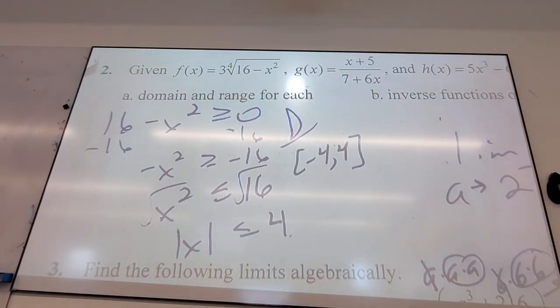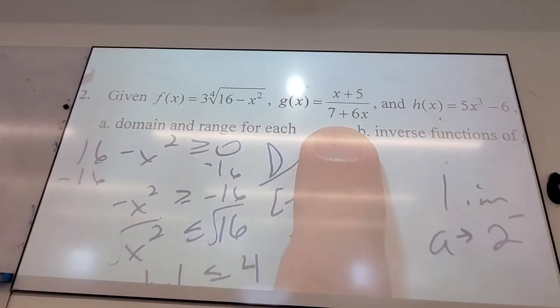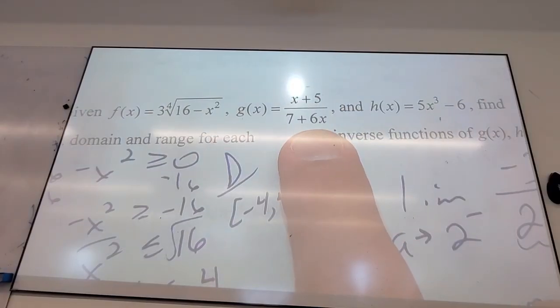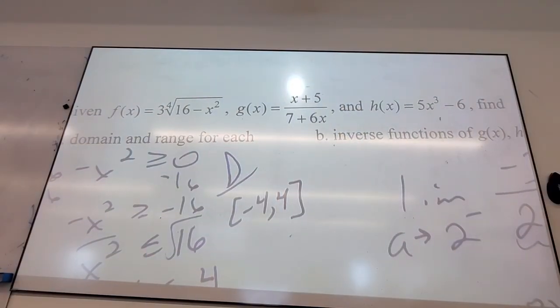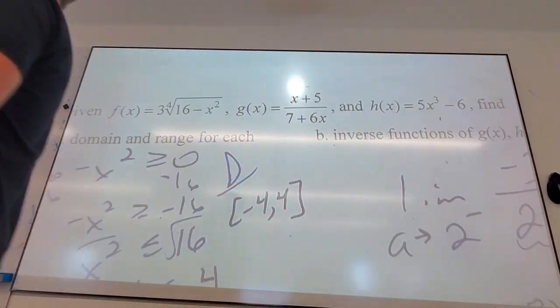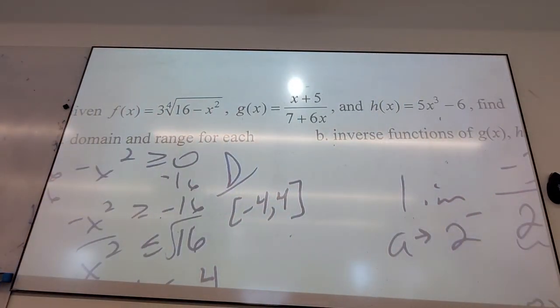What about this one? How do you do the domain for this one? What can't happen in something like this? Yes, the bottom can't be 0. So 7 plus 6x cannot equal 0. Solve for x. Students never seem to trust me about this. If I give you a function and I say find the domain, just say in English what's got to be true. Write what you just said in math. That's all. You're done. Bottom can't be 0. 7 plus 6x not equal to 0. Solve. Done.